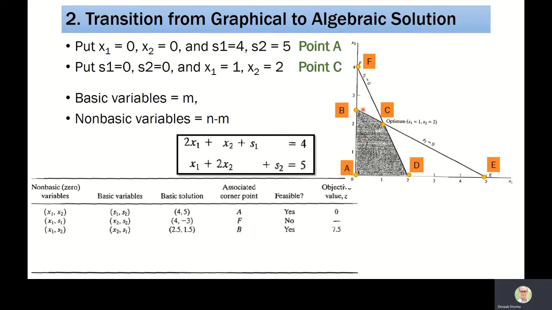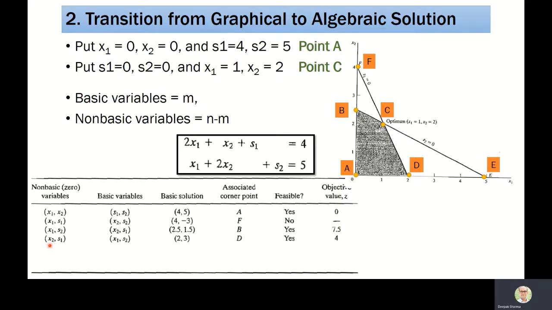Is it feasible? Looking at the figure, yes. Otherwise, we can put the value here and we can find, yes, it is feasible. And what is the corresponding value of the objective function? So when we have to calculate the objective function, we have to find what is x1: 0, because it is non-basic. What is x2: 2.5. So this value we can put and we can get a value of z.